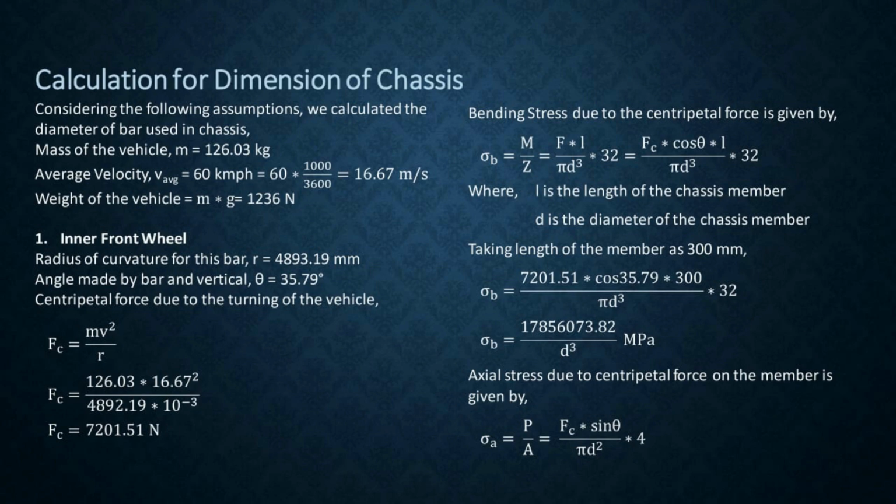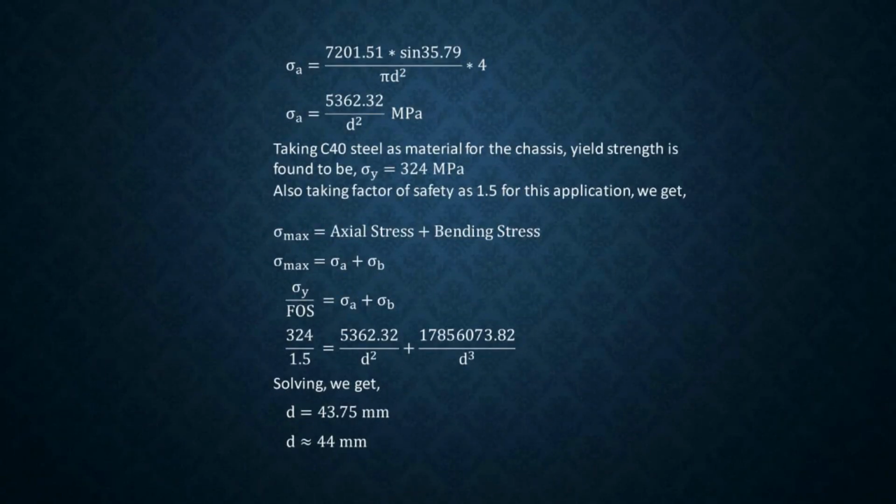Without wasting much time, I would like to draw your attention to the assumptions we have made based on already existing vehicles. We have taken the mass of the high performance vehicle to be 126.03 kgs, which will be 1.2 tons in weight, and the average velocity to be 60 km per hour, that is 16.67 meters per second. Here we have considered the chassis member to be a uniform circular rod made out of C40 steel and having an FOS of 1.5.